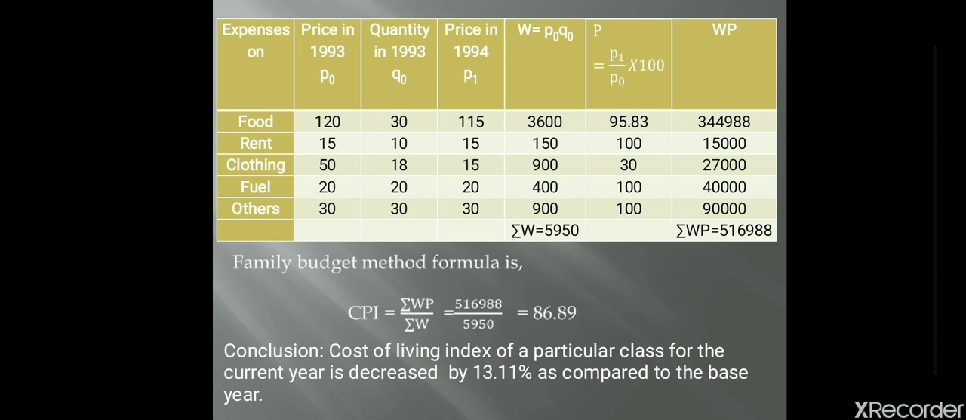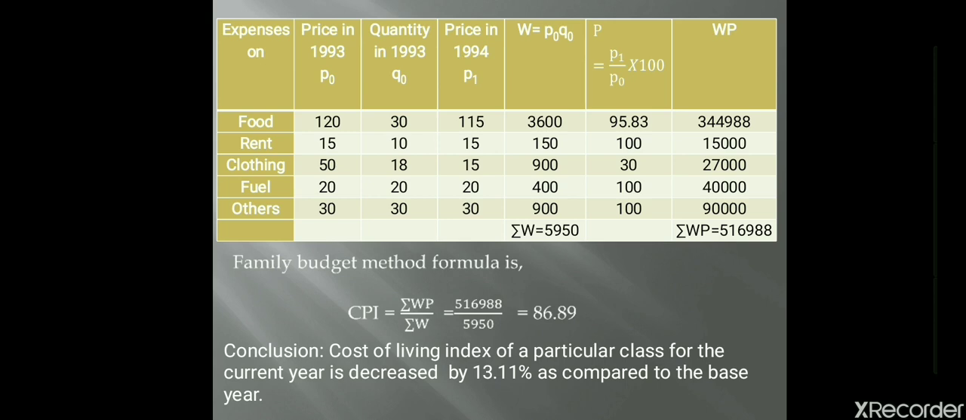95.83. The next value 15 divided by 15 multiplied by 100 is 100. The next value 15 divided by 50 multiplied by 100 is 30. The next 20 divided by 20 multiplied by 100 is 100, and the last item, that is others, has the value 30 divided by 30 multiplied by 100 results in 100. That completes calculation of all the values in price relative column.